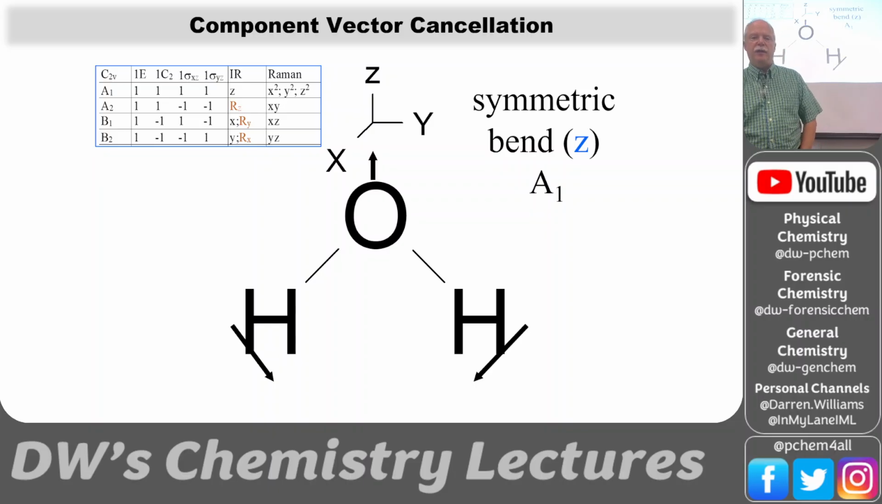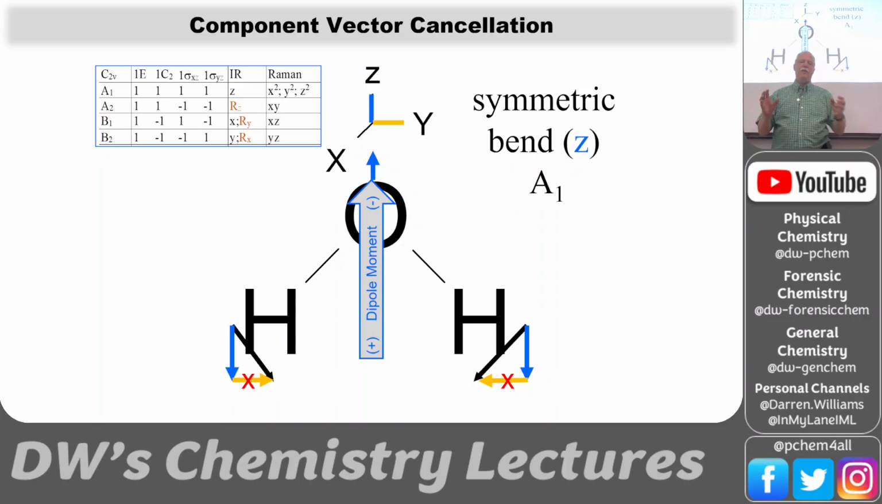Let's do this symmetric bend. So here again, compare the Z components. They're both going down, oxygen's going up, and the Y components are both coming in, but they're both pointing at each other and they'll cancel out. And so this is also a dipole moment that's getting bigger along the Z-axis and smaller when it oscillates. So we would see those blue arrows that haven't canceled, they're all along the z-axis.